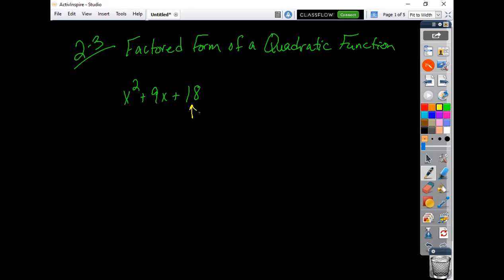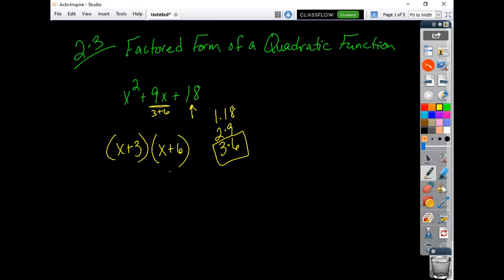So if I have an 18 here, what are my numbers that multiply to 18? I either have 1 and 18, 2 times 9, or 3 times 6. And then when you look at those, which one adds up to give you this middle term? And so the 3 plus the 6 would be the 9. So those are the two factors I would need to use.